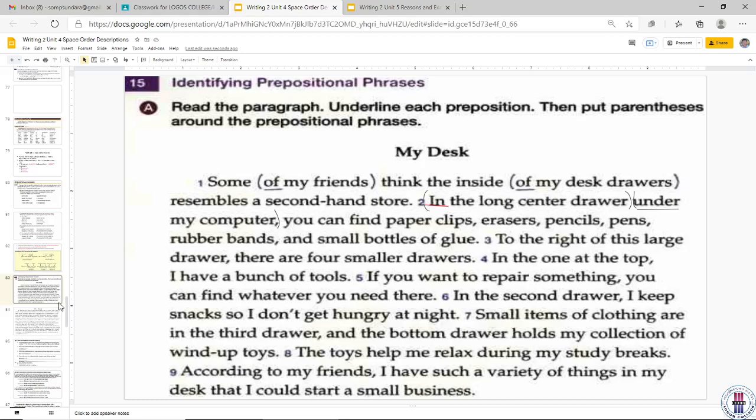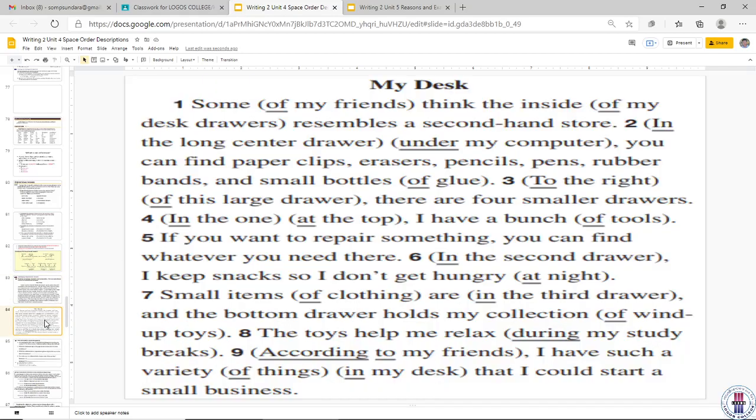I went ahead and answered them for you actually to save time. And this is in the long center drawer under my computer. All right, there you go. The next one is of glue. To the right of this large drawer, there are 4 smaller drawers. To the right is a prepositional phrase, and then of this large drawer is also a prepositional phrase. All your answers are here for you.